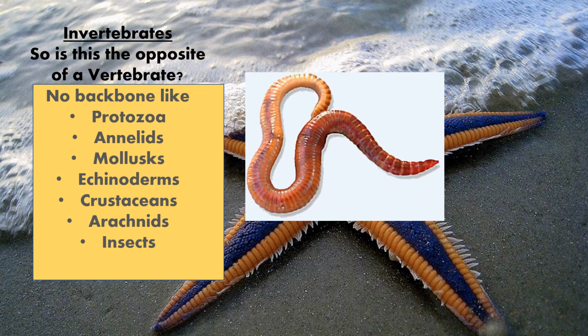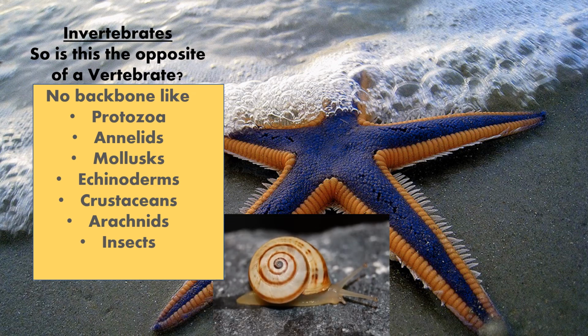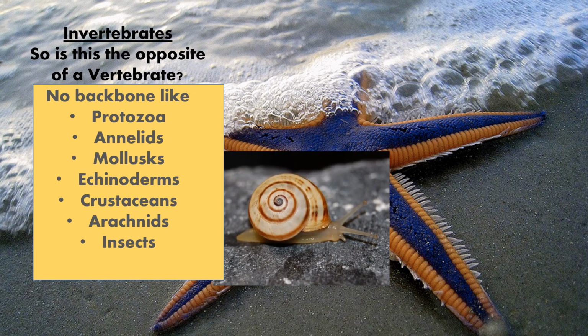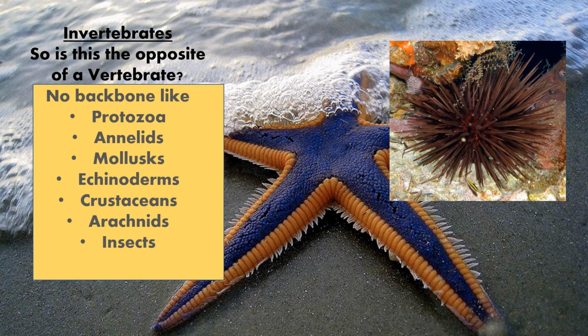All right, here we have worms. Definitely no backbone. That's an annelid. Then we have mollusks, like the snail. The snail has no backbone. It uses its shell to protect it. Then we have this sea anemone. The sea anemone has sharp spikes, but no backbone.